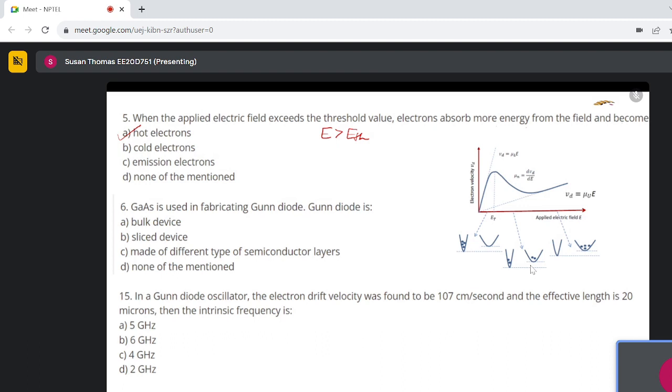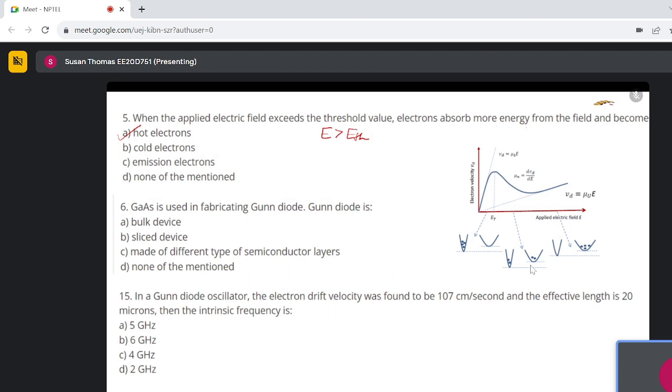Now, coming to the next question, gallium arsenide is used in fabricating the Gunn diode. So the Gunn diode is a bulk device. Is it a sliced device or made of different types of semiconductor layers? What do you think? So you know that the Gunn diode is made of gallium arsenide. So is it a bulk device? You know that it's a pure semiconductor, I mean n-type gallium arsenide.